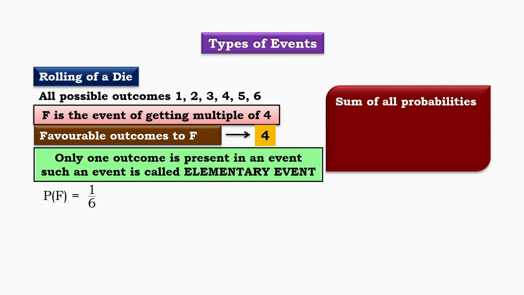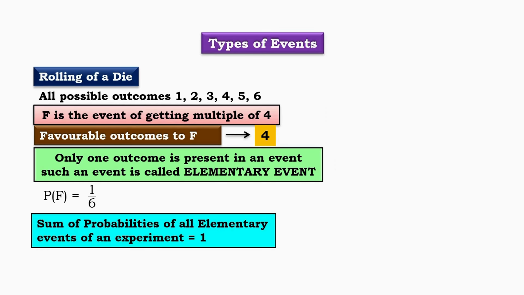Now we got getting 1 is 1 by 6, getting 2 is 1 by 6. If we add all these probabilities, we are adding 1 by 6 six times, which equals 6 by 6, so finally we get 1. So whenever we add all the probabilities, we get 1. The sum of probabilities of all elementary events of an experiment will give you 1. An elementary event, as already explained, is one where only one outcome is present in the event. If we add all these elementary events, the probability will always be 1.